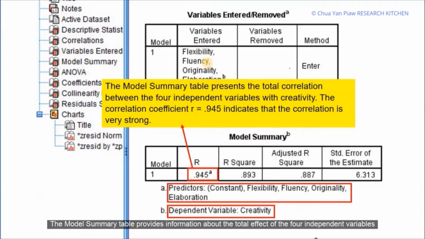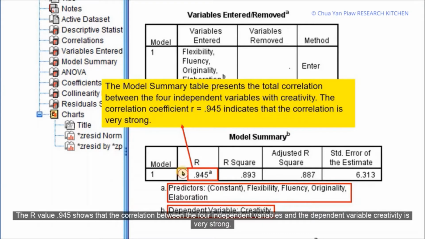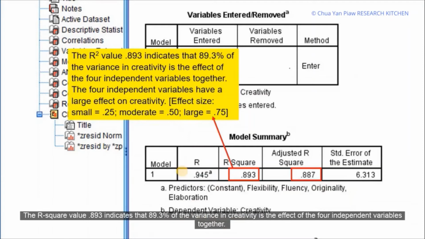The model summary table provides information about the total effect of the 4 independent variables frequency, originality, elaboration, and flexibility on the dependent variable creativity. As you can see, the 4 independent variables are also predictors, and the dependent variable is creativity. The R value 0.945 shows that the correlation between the 4 independent variables and the dependent variable creativity is very strong. The R-square value 0.893 indicates that 89.3% of the variance in creativity is the effect of the 4 independent variables together.